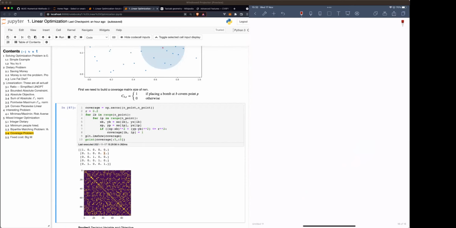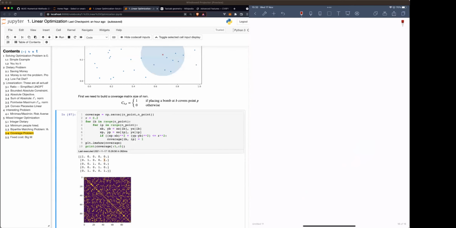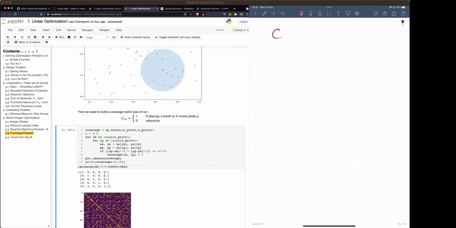So let's do this. Anyone has a good idea though? We need some constraint, right? We need C, the coverage. Let's call it A and H, where A is the antenna and H is the house. C of A and H equals 1 if placing an antenna at A covers H, and 0 otherwise.